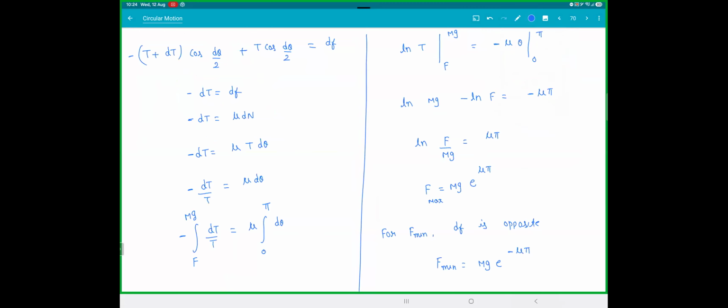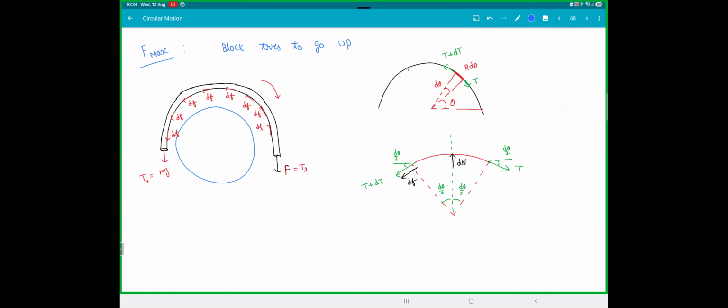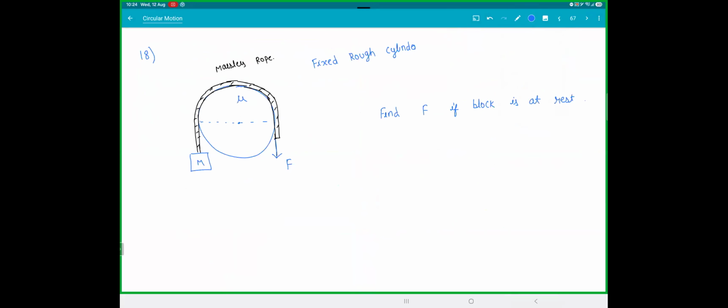This is a pretty good question. This is based on the same technique that I used here. So you should check it out. So that's a bit about it.